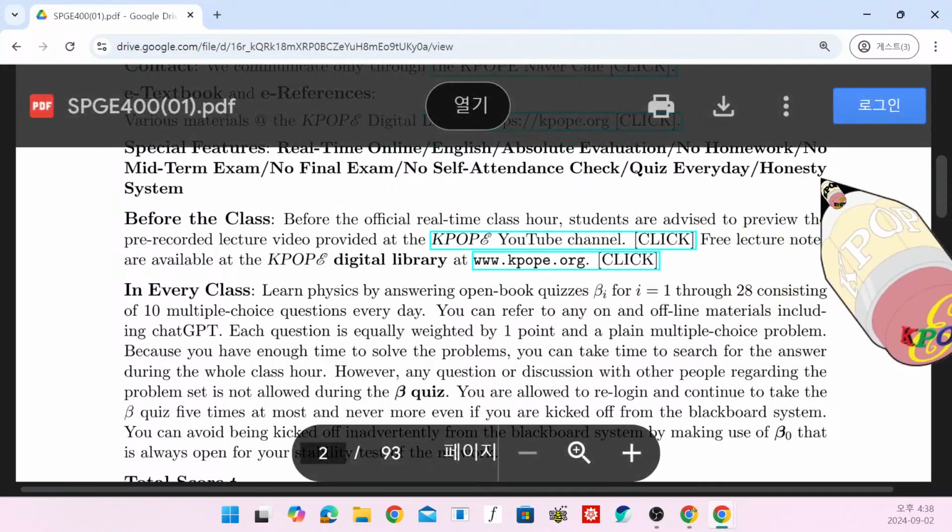And we have an honest system. I trust by 100%. I trust every student is honest. Don't ask me whether some of your friends are not honest. Just believe everybody is honest.